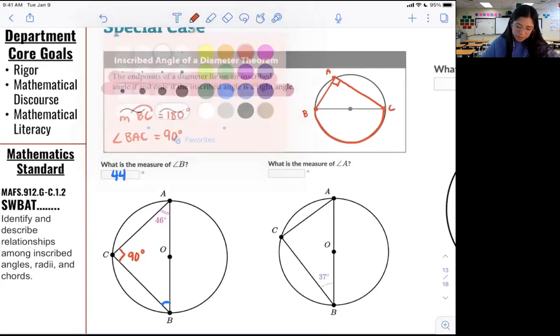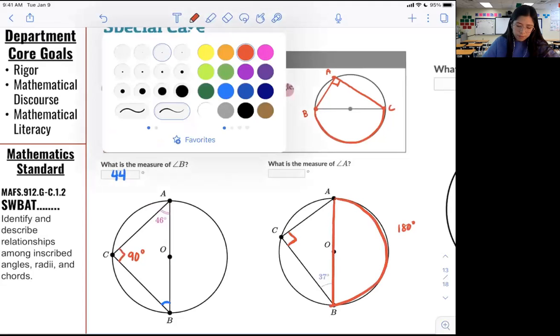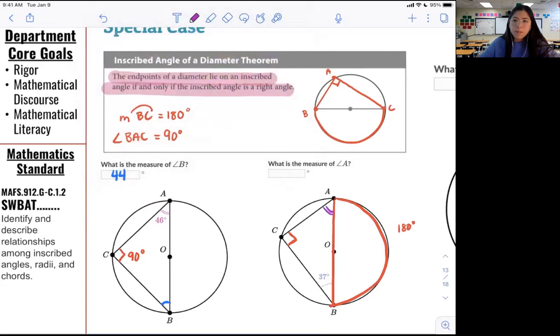Same thing with number 2. We know that this is 90 degrees because AB is the diameter, which makes this 180, which makes that 90. So in this case, what's the measure of angle A? Good, 53 degrees. Questions on those two? Pretty simple.